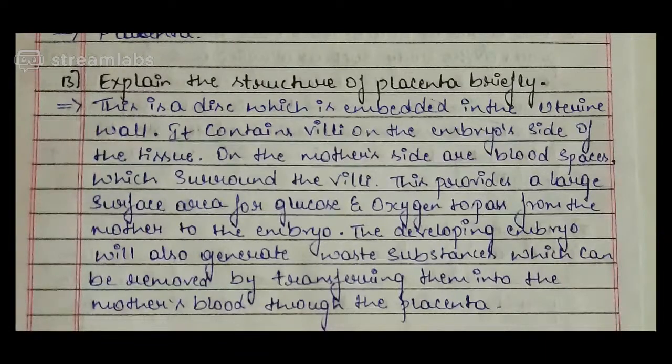The developing embryo will also generate waste as it uses the nutrition, which will be removed by the blood through the placenta. This is how food is supplied in the form of glucose and oxygen to the embryo or fetus with the help of the placenta.